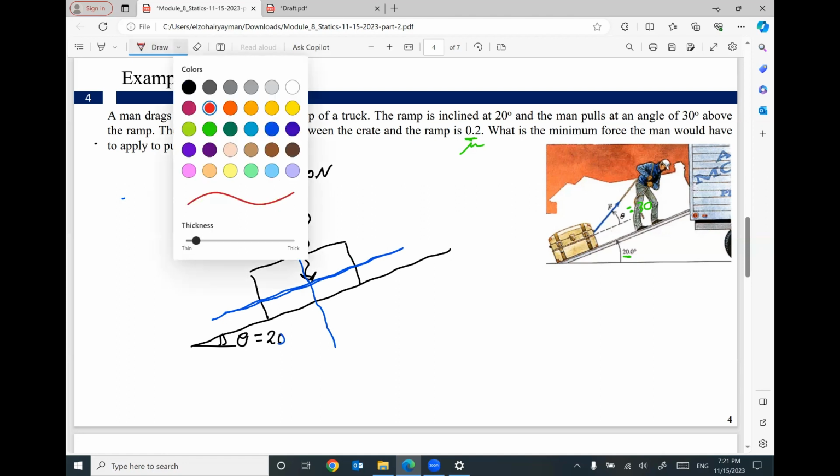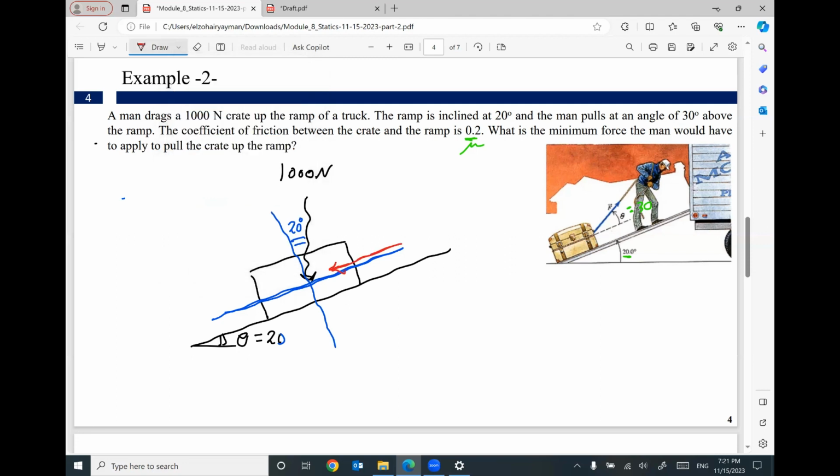So the weight component in this direction will be 1,000 sine 20, and the weight in this direction will be 1,000 cosine 20. So 1,000 times sine 20 equals 342, and 1,000 times cosine 20 equals 939.7. So far, so good.